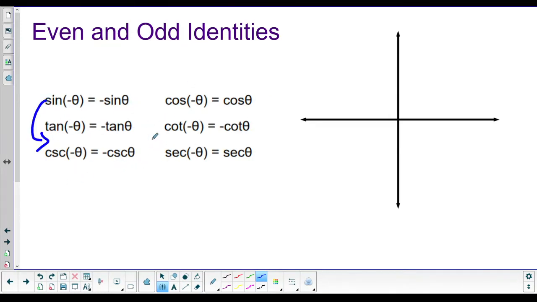Cosecant goes with sine, so it changes. Secant goes with cosine, so it stays the same. Okay? So these ones, if you think hard enough about them, you can get them. But that's kind of true of any identity. But maybe write them down.